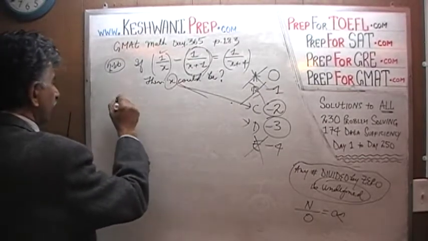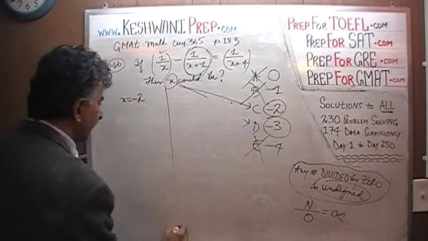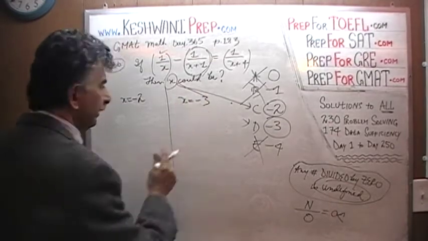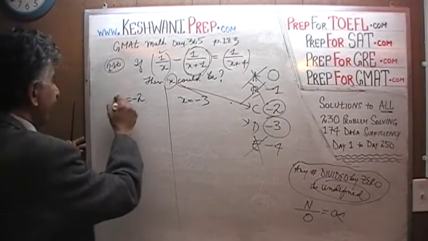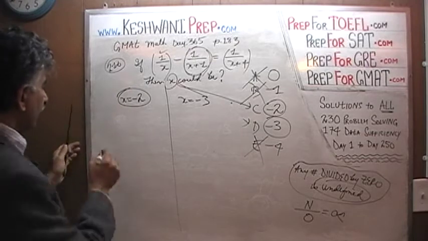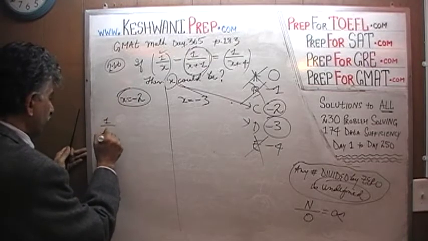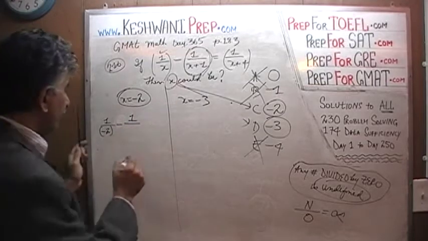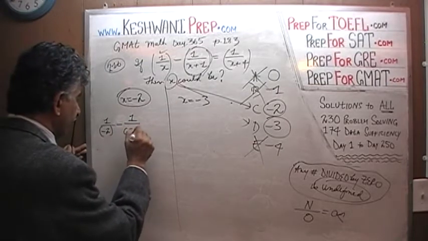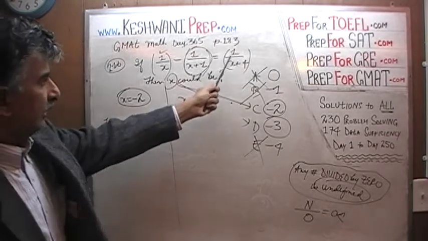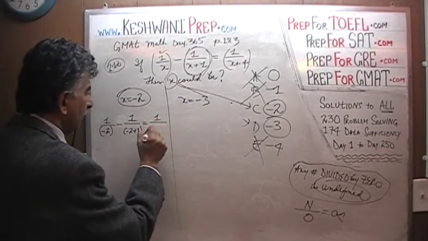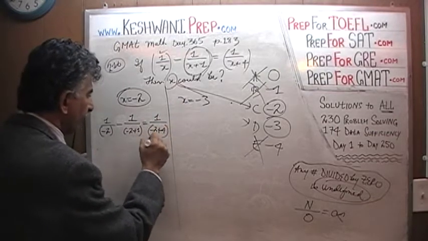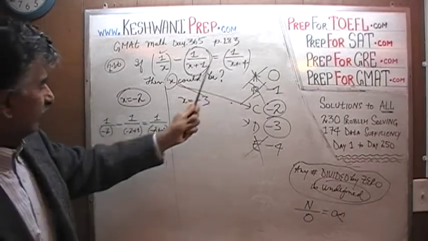Let's plug them both in here. So x equals negative 2 here. We'll try that first, and x equals negative 3, and see which one works. If x equals negative 2, then we have 1 over negative 2 minus 1 over x plus 1, which is negative 2 plus 1. Equals, we are told that has to equal 1 over negative 2 plus 4. Okay, negative 2 plus 4.